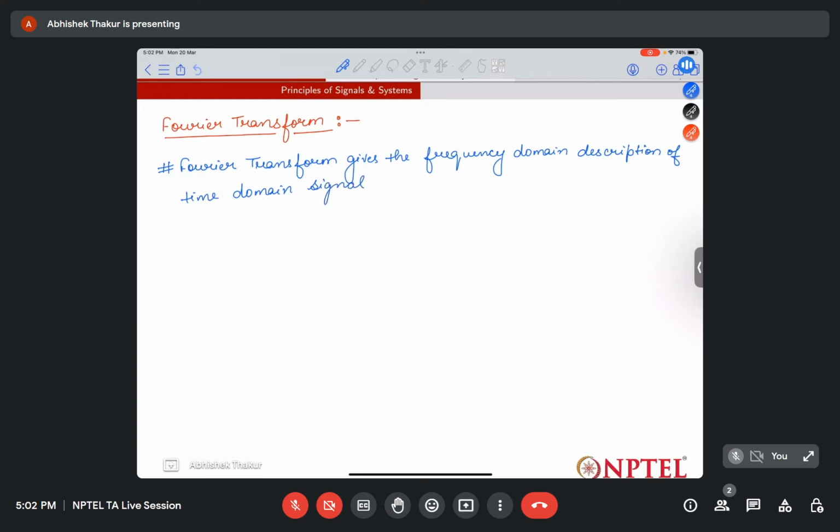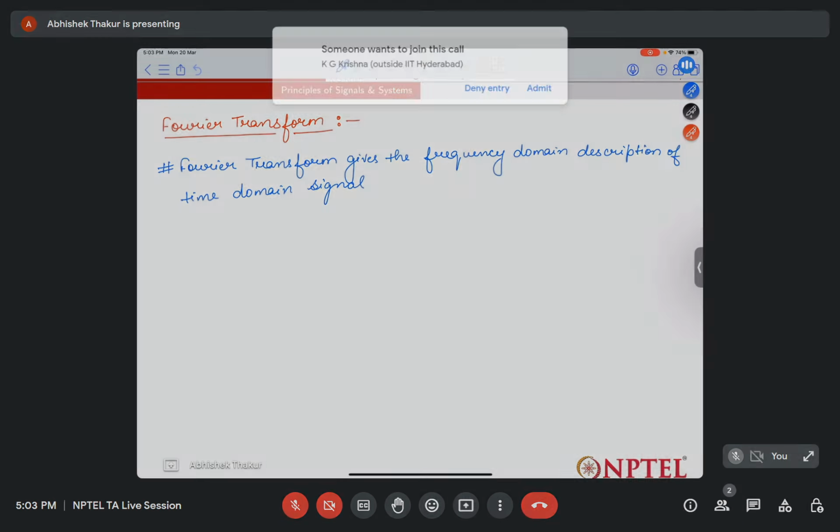And an aperiodic signal is basically one which has an infinite period. If the signal is aperiodic, that is also periodic with infinite period. As the period increases, the fundamental frequency decreases, which makes the harmonics very close in frequency.